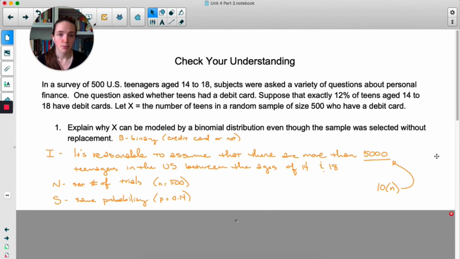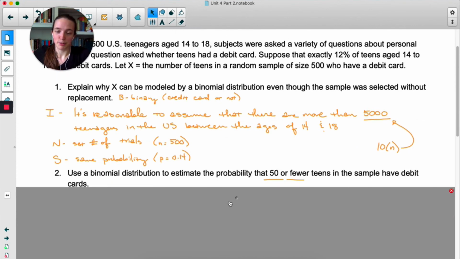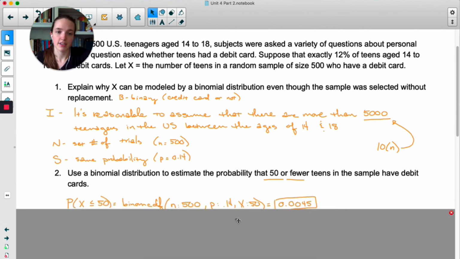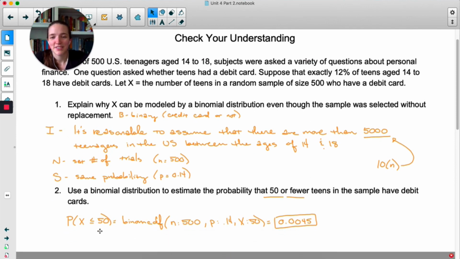And we have a set number of trials, which is 500, and the probability of success is the same on each trial. Okay, on your version it's fixed. This should say 14%. It's been a day. Sorry. Okay, use the binomial distribution to estimate the probability that 50 or fewer teens have debit cards. Debit cards? How is credit cards? Wow, I've really read a lot of things in this problem wrong. All right, this is x less than or equal to 50, so binom CDF, n is 500, p is 0.14, x is 50, and there's our probability. Very low chance that 50 or fewer teens have debit cards.